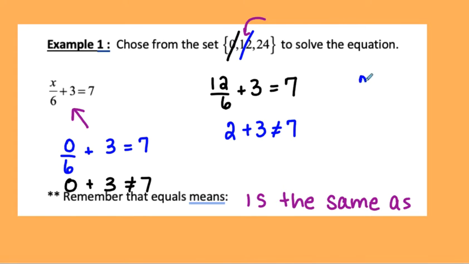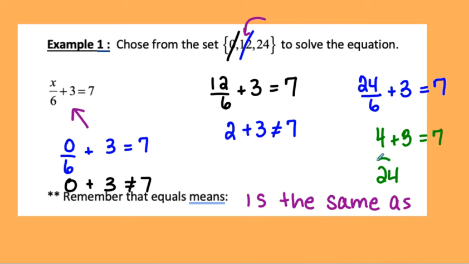All right, 24. 24 over 6 plus 3, does it equal 7? Does it make the equation true? Is it the same as 7? Well, 6 goes into 24 4 times, so 4 plus 3 equals 7, so 24 is a solution. That's how you can use a set to determine if it is a solution to an equation.